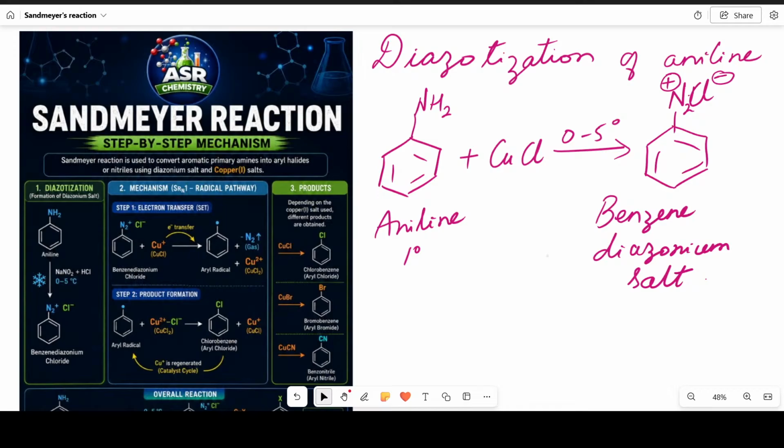Now this N2 is going to be replaced by halogens like chlorine or bromine or a CN group. Here the low temperature is maintained because this benzene diazonium salt will decompose. To avoid that decomposition of the diazonium salt, we have to maintain the temperature as low as 0 to 5 degrees Celsius. I hope this is clear.